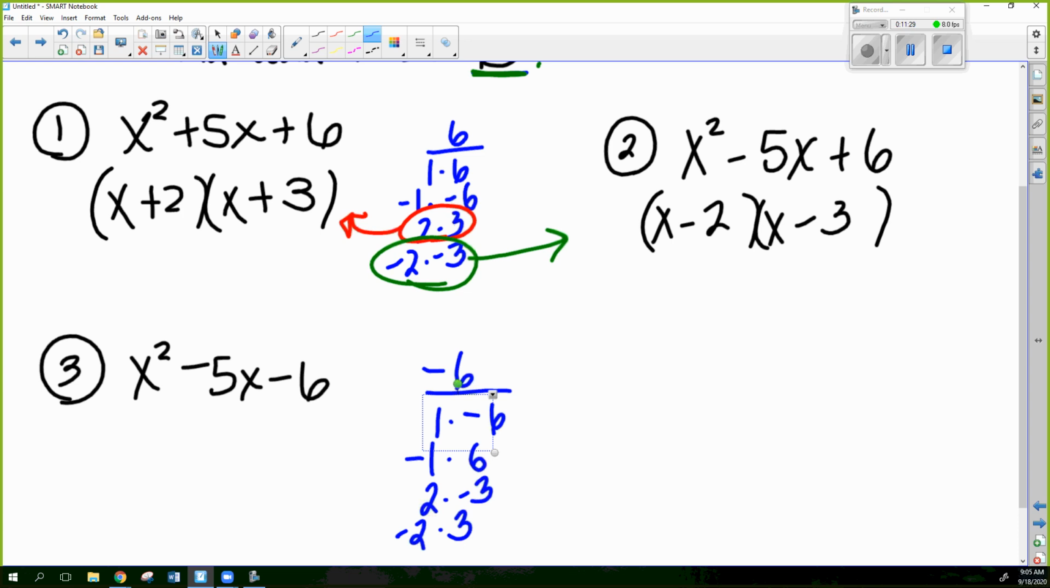But I need my pair, whatever pair I choose, has to add up to be what kind of 5? Negative. Of all those pairs, which one adds up to be negative 5? The first one, second one, third one, fourth one. First one. So that's the pair I'm going to use over here. Okay? Now, I'm still going to start the same way. Put my x in the front of each set of parentheses. But then what's going to go in them? Plus 1 minus 6.